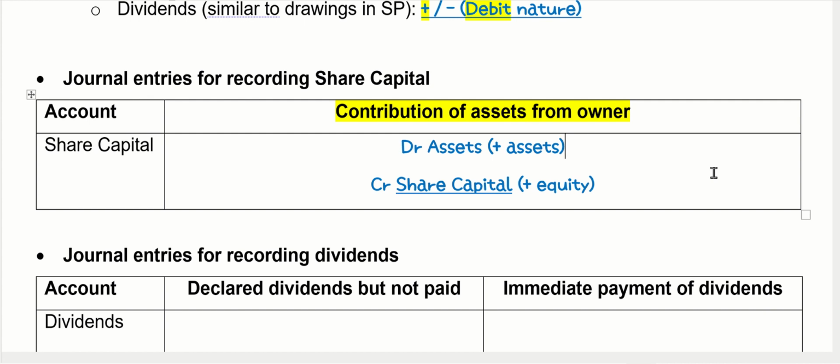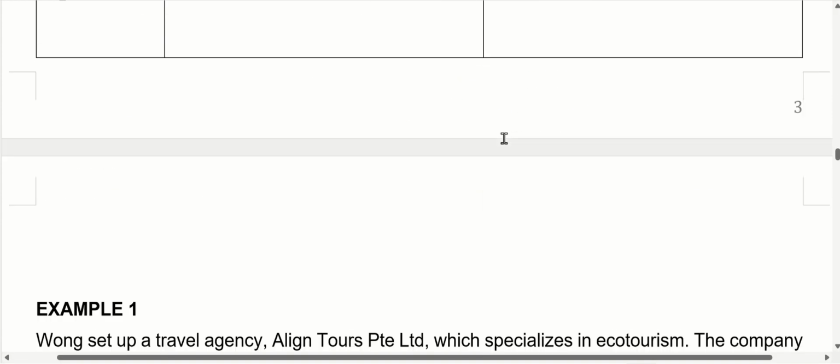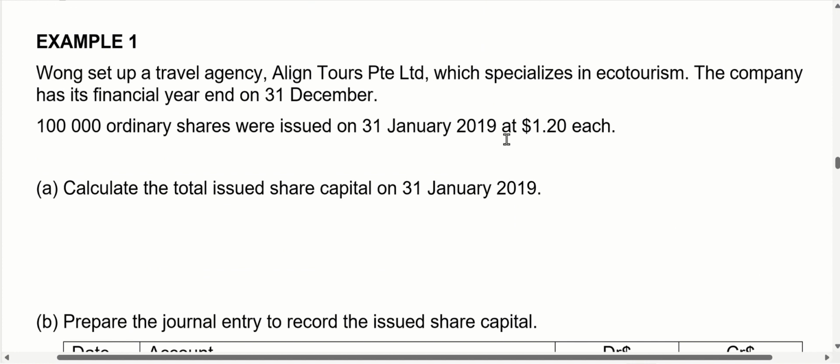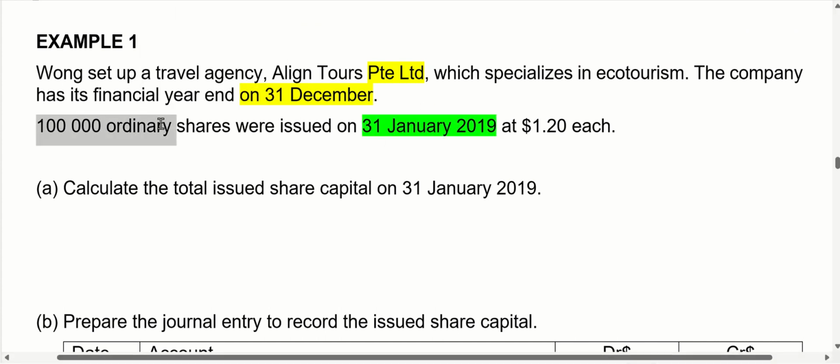All right, and we're going to look at example 1. Let's flip to example 1. Here we go. Wong sets up a travel agency, Align Tours Private Limited. It's a private limited, not a sole proprietorship, and it specializes in ecotourism. It has a financial year end on 31st of December. On the 31st of January 2019, it has issued 100 ordinary shares at $1.20 each.